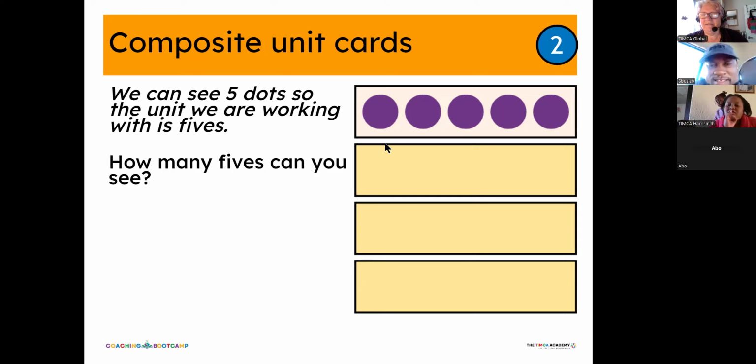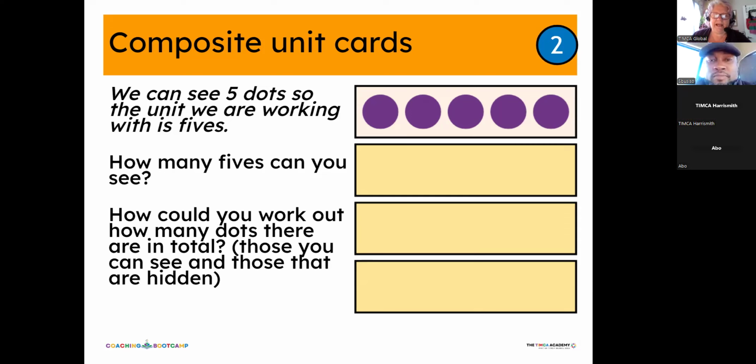It's 1 5. Yeah, that's the key thing, isn't it? You can see one group of 5. So I've told you there's 5 dots, but the question is how many 5s can you see? I can see 1 5. Okay.